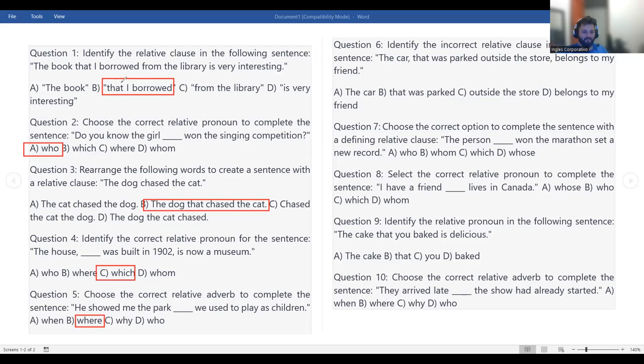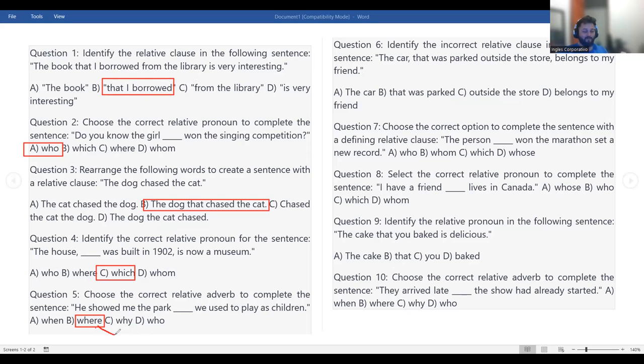No, but this is a clause, right? So this one is not going to count here. But if you notice this one right here, it's a relative clause, but this is not working as a relative pronoun. It's working as a relative adverb. Now, the reason why, guys, is because where is actually modifying a verb. So he's saying, she showed me the park where we used to play, right?